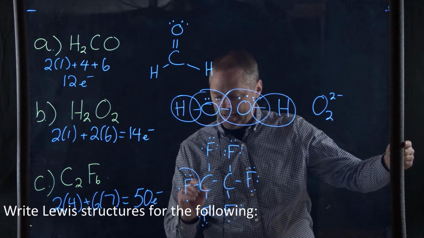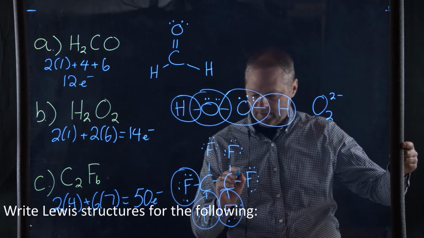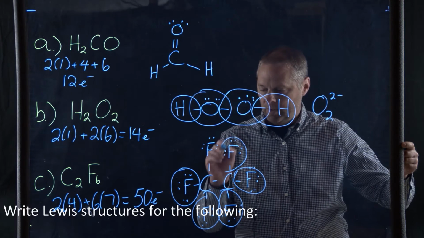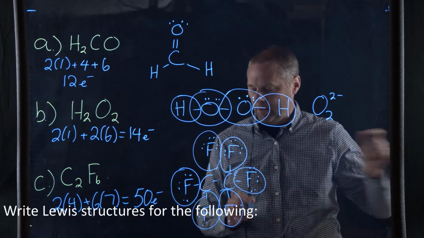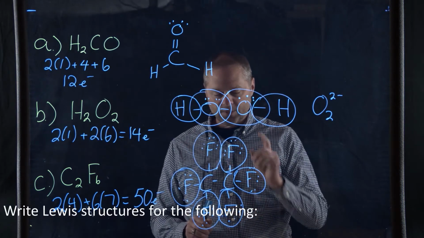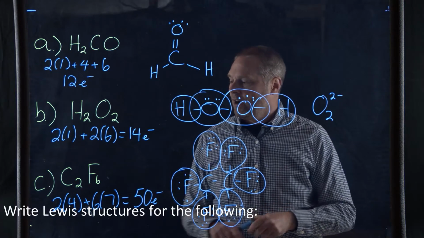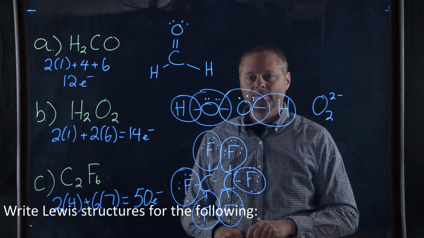Now, to make sure we have the 50 valence electrons that we're supposed to have, this is going to have 8, this is going to have 8, that's going to have 8, 8 more, 8 more, and 8 more. So 6 times 8 is 48, plus this pair right there is going to give us 50 electrons for hexafluoroethane.